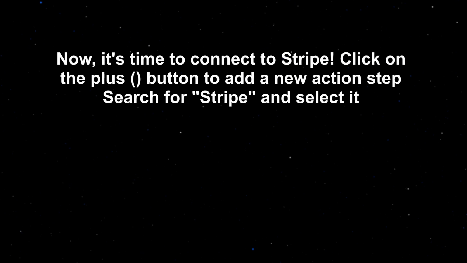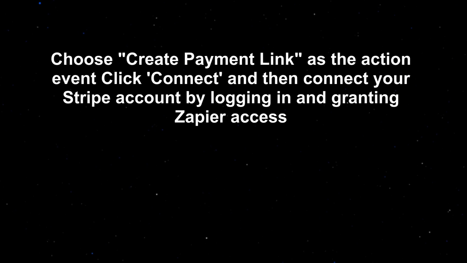Now, it's time to connect to Stripe. Click on the plus button to add a new action step. Search for Stripe and select it. Choose Create Payment Link as the action event. Click Connect and then connect your Stripe account by logging in and granting Zapier access.